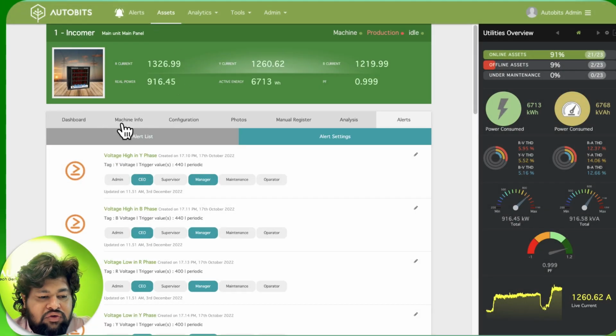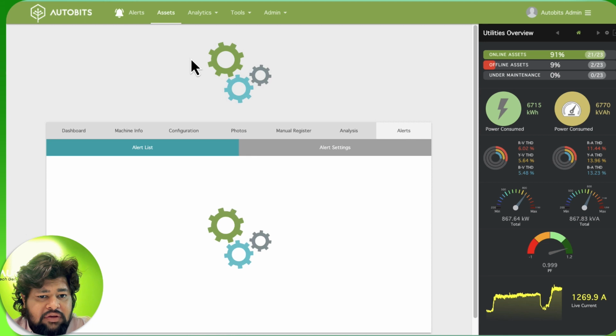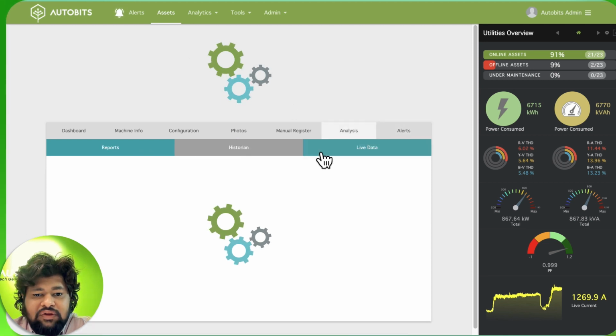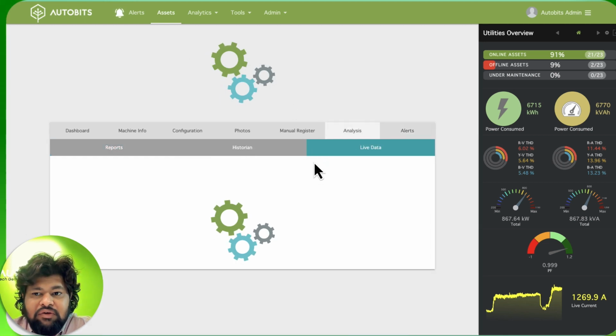Now I'll just show you. Same way goes for solar also. We are able to see all the data from the inverter we can acquire, and we can show you over here.